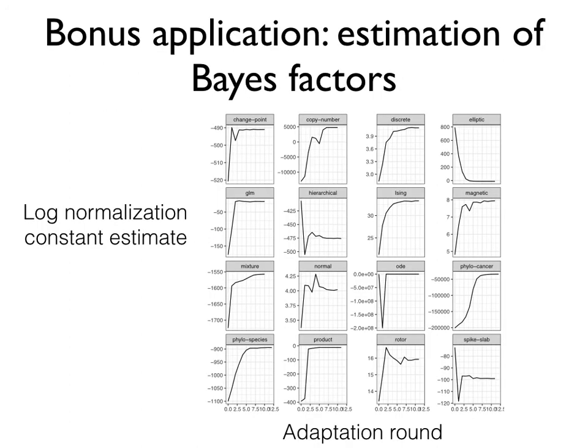As a bonus application, we get, as a byproduct of running this adaptive scheme, an estimate of Bayes factors, and again here we show 16 models, where the x-axis is the adaptation round and the y-axis is the log normalization constant estimate. We see that within about 10 rounds we get the estimate stabilized to an estimate of the log normalization constant.